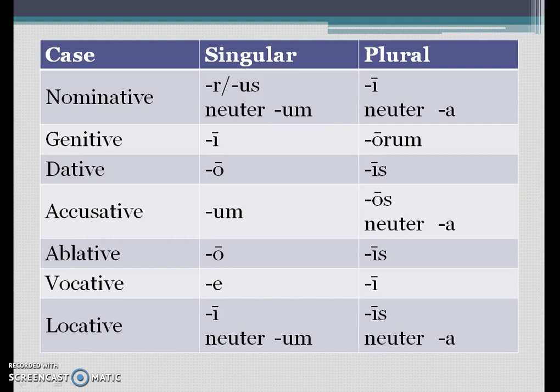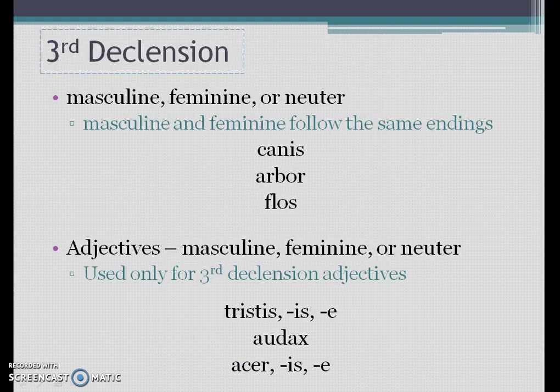Now, the most common declension you're going to see is third declension. These nouns can be masculine, feminine, or neuter. Masculine and feminine typically follow the same endings, and neuter as always, nominative and accusative will match. Third declension does not have any giveaway endings, like first declension or second declension. It can end in any letter of the alphabet. The most common, however, are R, O, S, and X. But again, it can be anything at all.